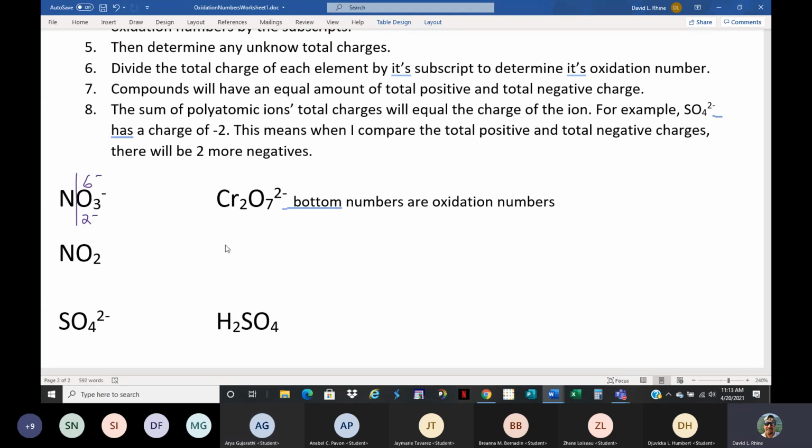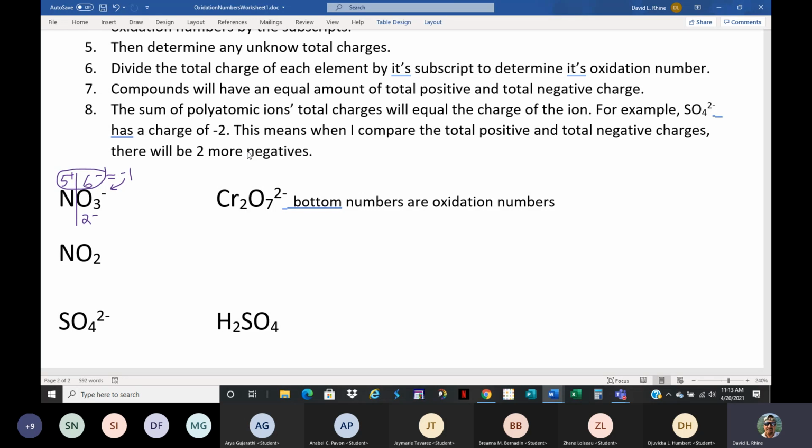It's a -1. So when I compare my numbers at the top here, I'm going to have one more minus than plus. The other way of saying this is that the plus is going to be one smaller than the negative, so it's going to be 5 plus. When I combine these, they're going to equal -1 because of that right there. Okay?